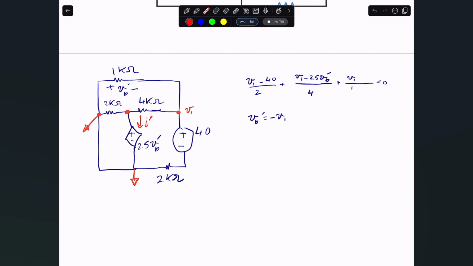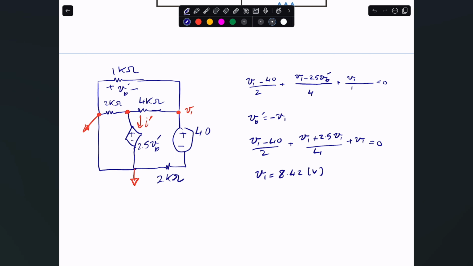All right, so all I have to do is just substitute it in here, and we'll figure out the value of V1. So V1 minus 40 divided by 2 plus V1 minus 2.5 VB prime, which is actually plus V1 divided by 4 plus V1 divided by 1 equals 0. Let me compute that value for you. V1 is just simply 8.42 volts. That's the value of V1.